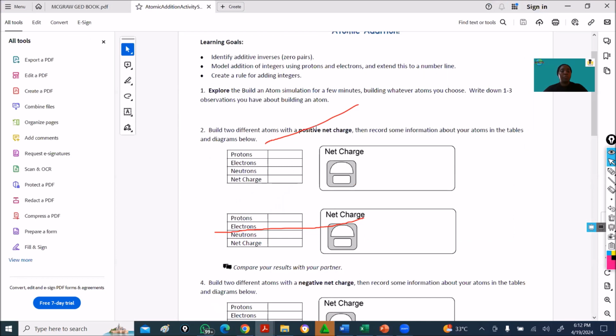So now you build a positive net charge atom. And let's see your figures. How many protons, how many neutrons, how many electrons does that positive net charge atom have?